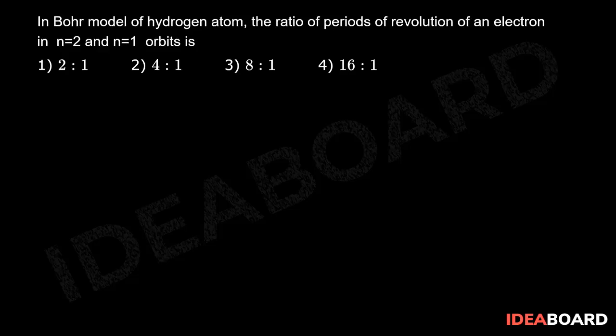In the Bohr model of hydrogen atom, the ratio of periods of revolution of an electron in n equal to 2 and n equal to 1 orbit is. Now this is a special question. Why I am saying, first of all, they are asking about time periods. So let me draw the diagram.